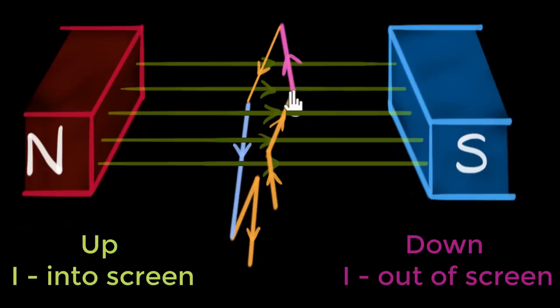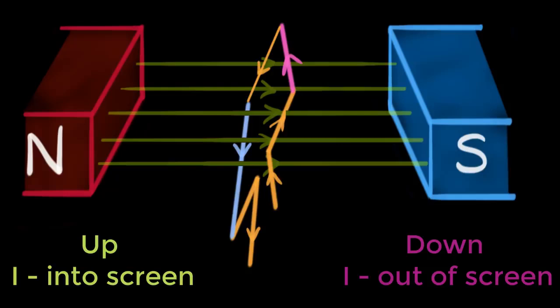Now the current in the pink wire should be out of the screen because we already saw using our right hand rule, when the wire is going down, the current must be out. And in the blue wire, which is going up, the current must now be inwards. In other words, the current will now change its direction. This is the important thing.